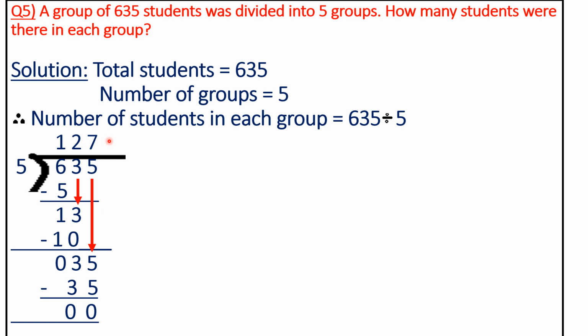Okay, in group A 127 students, in group B 127 students, in the same way, in all the groups there will be 127 students. So you write your answer here, 127.